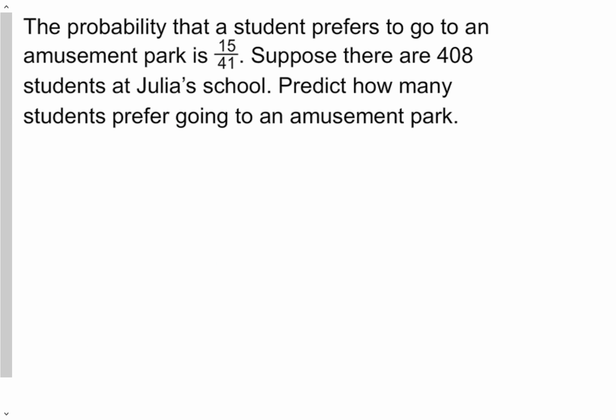Now we're going to take that probability and predict a much larger group. So the probability a student prefers to go to an amusement park is 15 over 41. Suppose there are 408 students at Julia's school. Predict how many students prefer going to an amusement park.